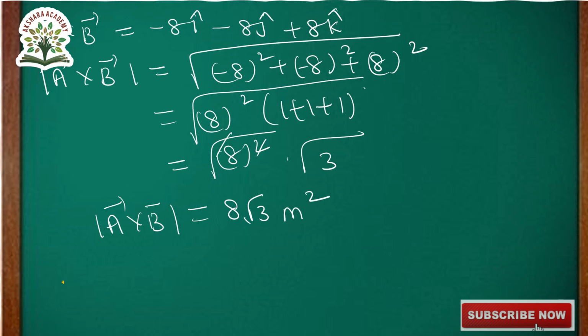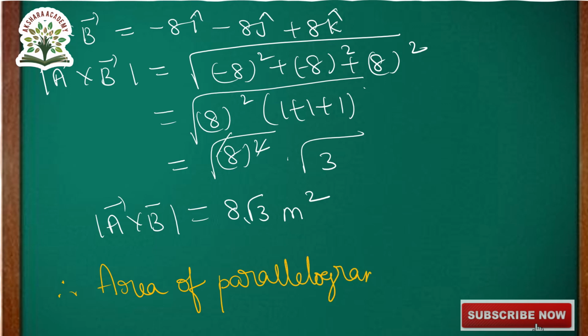The final answer is therefore the area of the parallelogram is equal to 8 root 3 meter square. This is the final answer. Okay. Next we will go to the next question.